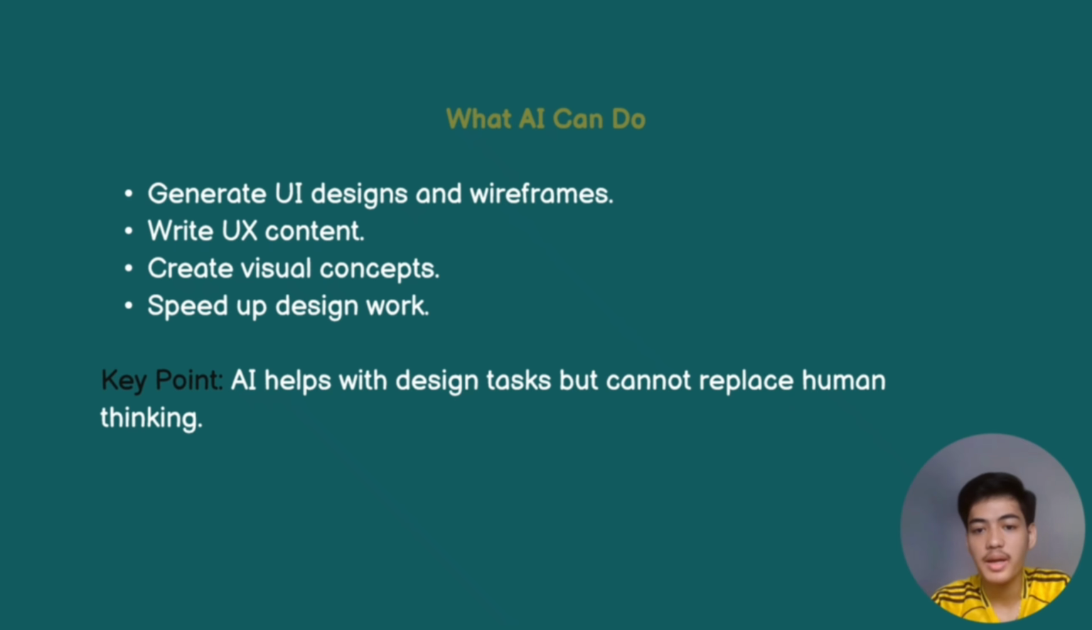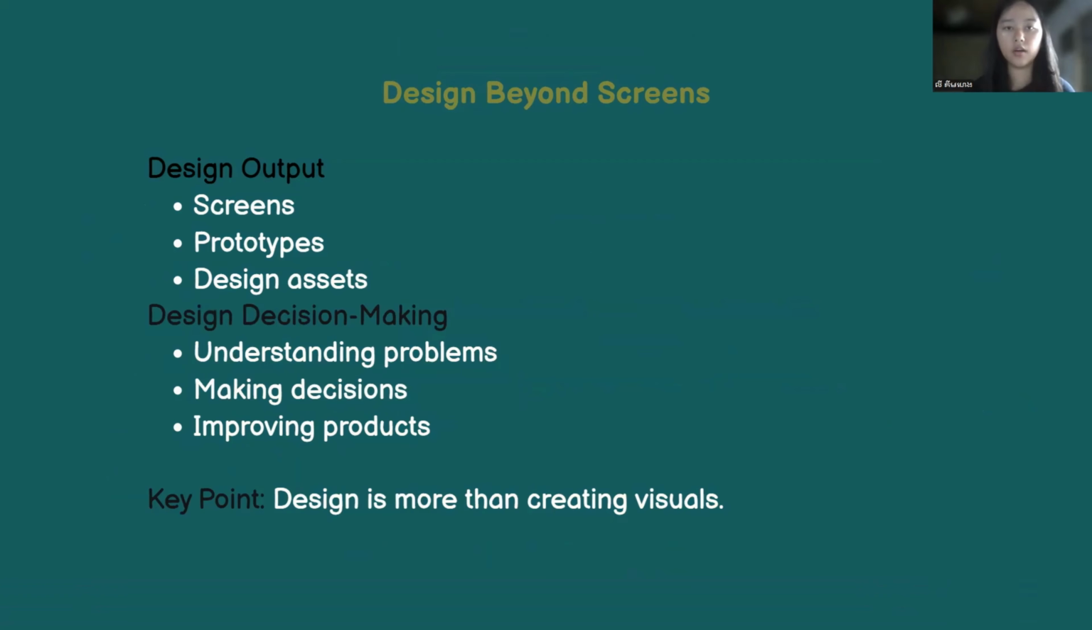And then let's look at what AI can do. The capabilities are impressive. AI can now generate UI design and wireframes almost instantly. It can write UX content, helping with the copy side of our app. It can create visual concepts and significantly speed up design work. However, I want to emphasize the key point at the bottom of the slide. While AI is fantastic at helping with design tasks, the execution part, it cannot replace human thinking. It doesn't have empathy or strategic vision. That is where the true value of the designer remains.